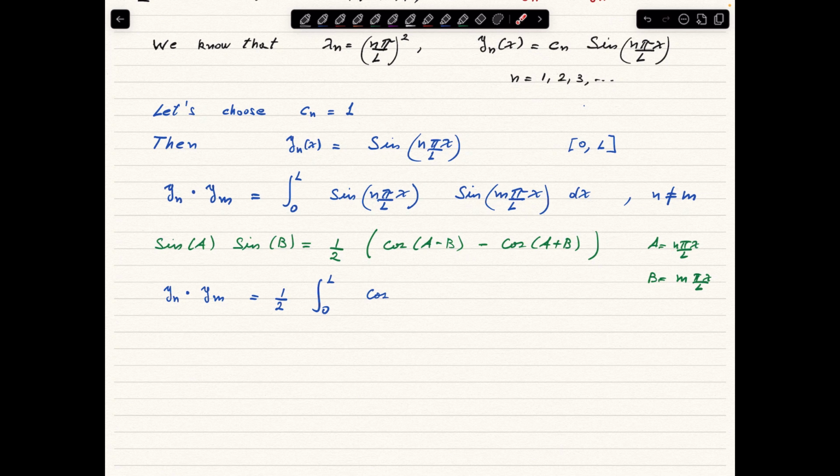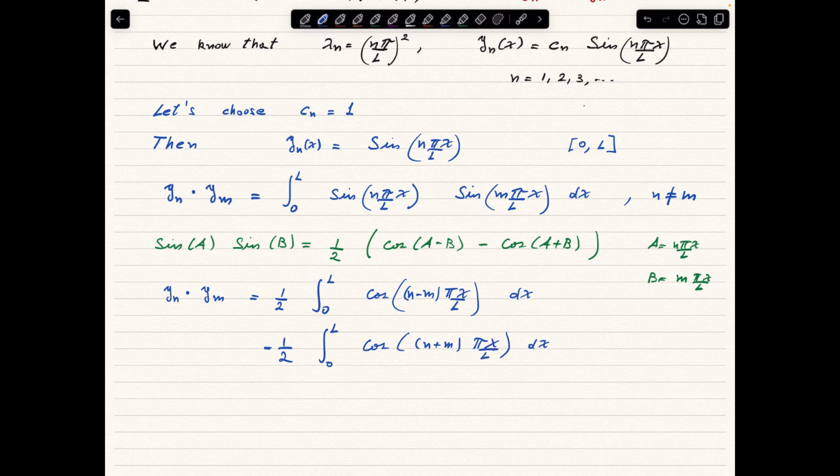So when we do the difference, we can pull out the common factor, all that is common, and we get n minus m, let's go back to blue, n minus m multiplied by pi x over L dx. And then we have the other term that has a negative sign, so negative 1/2 integral from 0 to L, again a cosine, but now it is n plus m pi x over L dx.